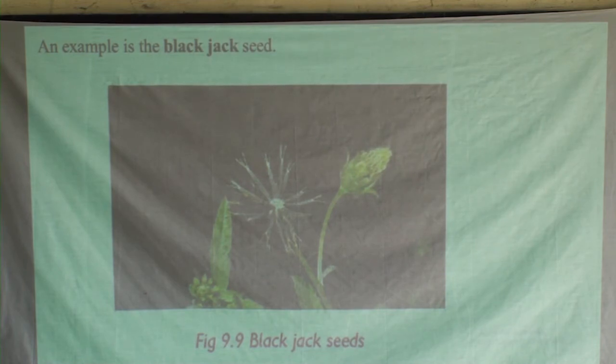So these can easily use the hooks and then attach themselves to the body of human beings. And then as you move to different places, you put down all through the black jack, you're spreading them, dispersing. So this clear diagram here gives us a clear view on seed dispersal by animals.